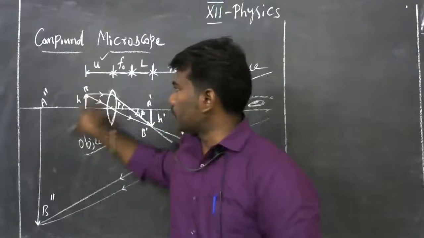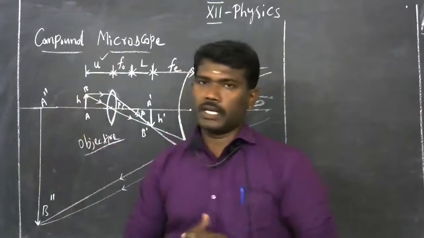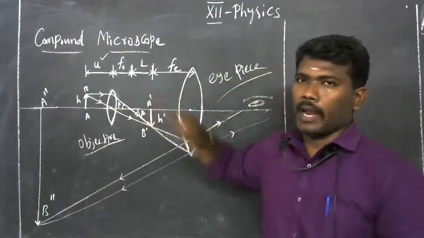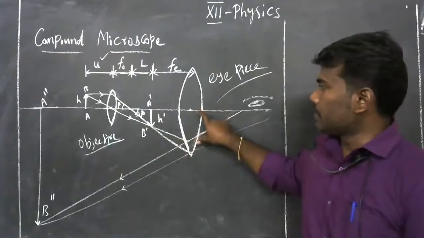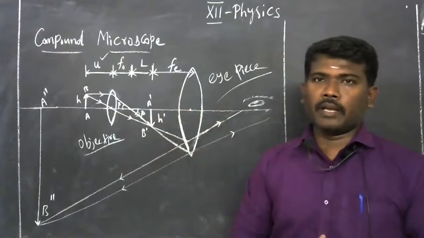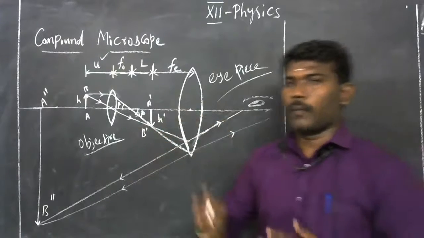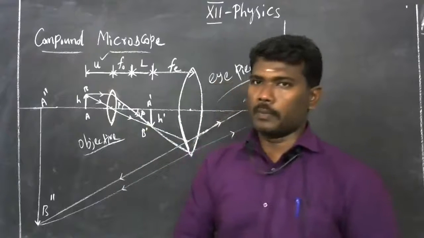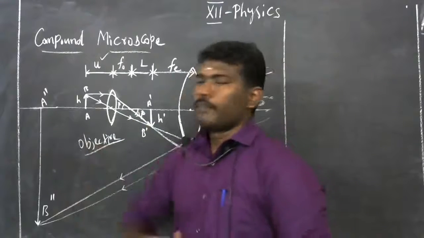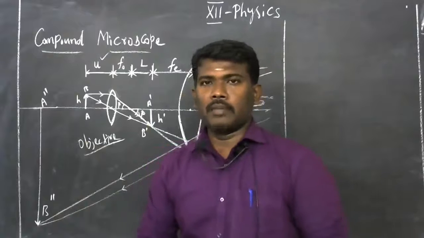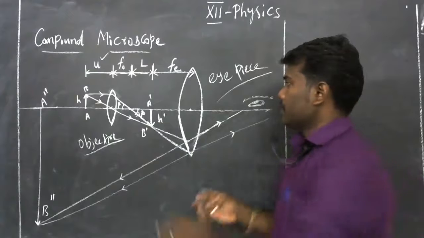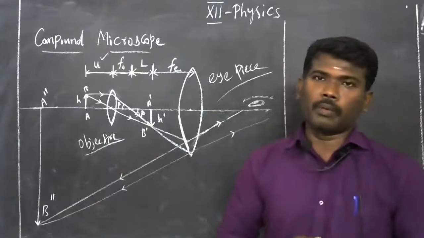We compare these two: the objective produces a real inverted magnified image, and the eyepiece produces a virtual erect image. Now we compare the final image formed by the compound microscope with the object. We get an inverted image of the given object. So this is the construction and working of the compound microscope.